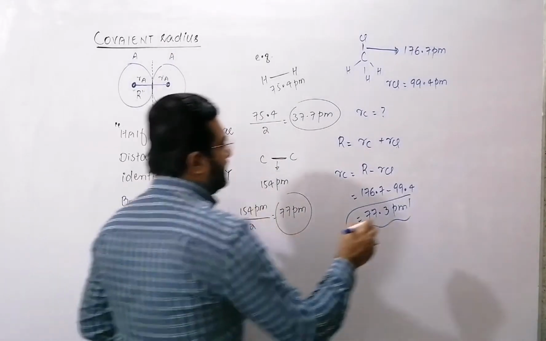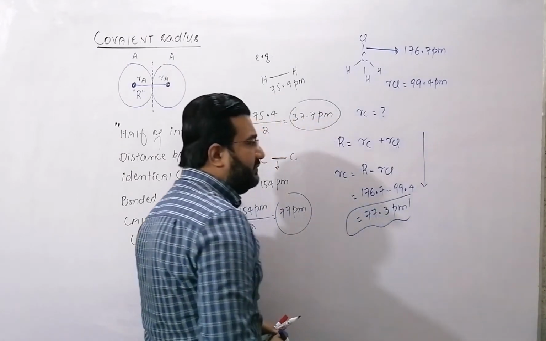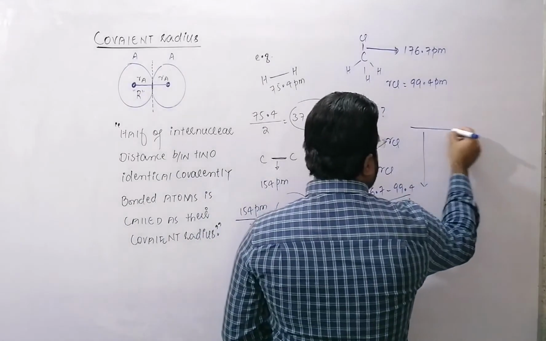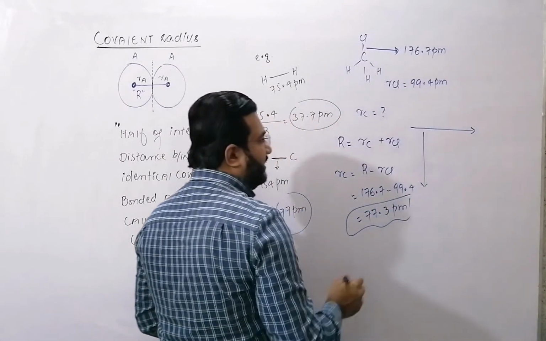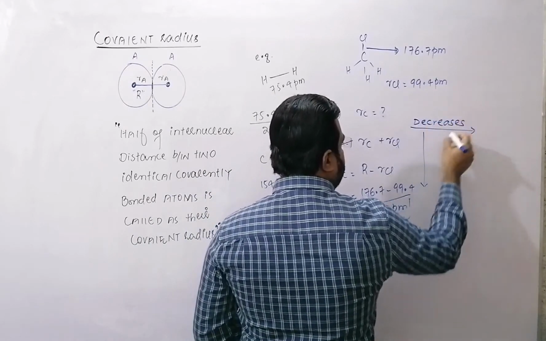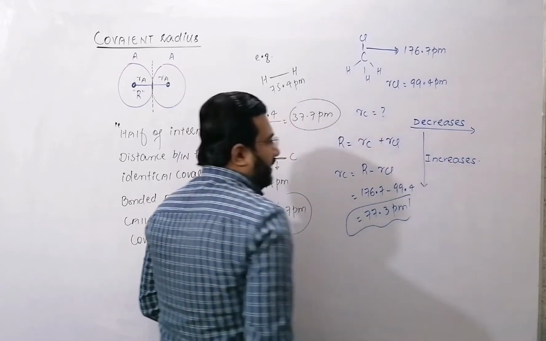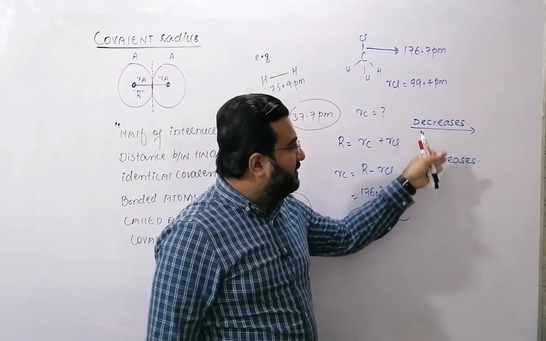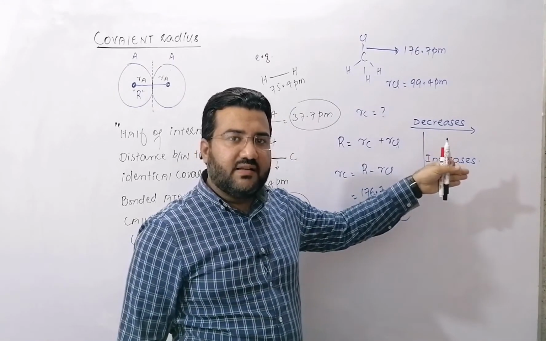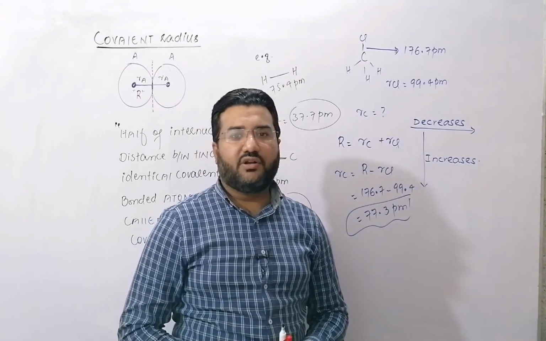Now the covalent radius, when we move from top to bottom, keeps on increasing because of the increase in the number of shells and shielding effect. And when we move from left to right in a period, then the covalent radius decreases because of the increase in the effective nuclear charge. So the trend is the same as found in the atomic radius. The reason why it decreases in a period and why it increases in a group, I have explained in detail in the topic of the atomic radius.